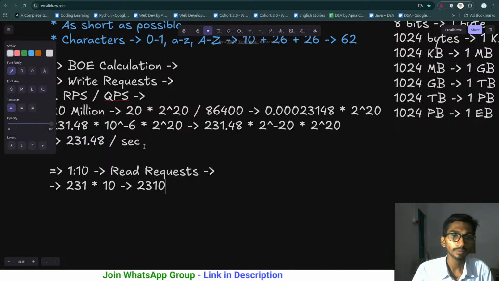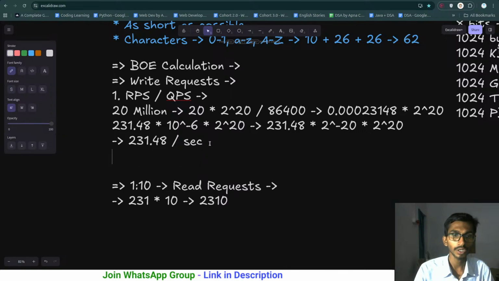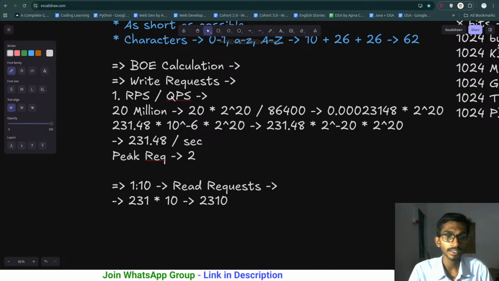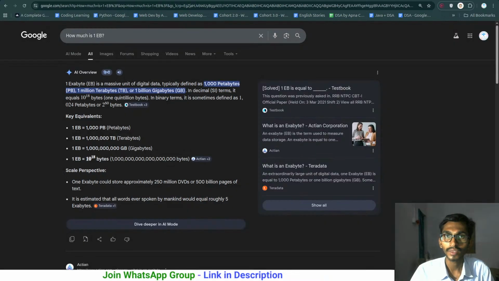We can even have the peak requests. There is something called peak requests. Normally we will have these many requests per second, and when it comes to the peak requests, to get the peak request, we can just simply multiply it by 2. So 231 multiplied by 2 is around 462. These are the peak requests that we can get. I hope that is the right thing. And this is how it's done.